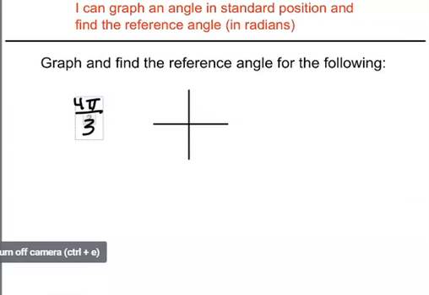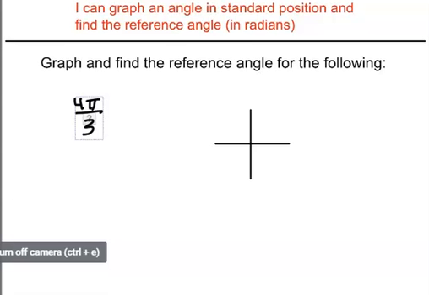Okay? All right, so the last thing here is graphing and finding reference angles for the following. So there's two different ways you can do this. If you really are struggling with how to do this in terms of pi, you can change this to degrees and do what we were doing in the last unit, find the reference angle, and then change it back. But we're going to try to think of it in terms of radians, okay? So graph and find 4 pi.